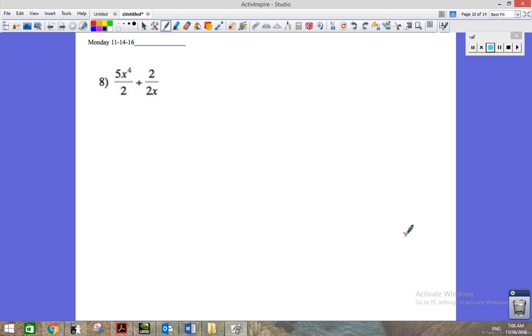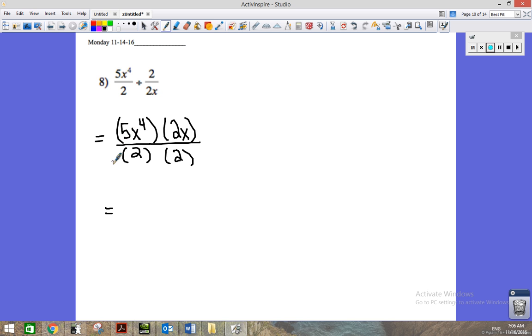Alright, so again I have a division problem. So I don't want to jump in and start canceling things yet. I want to rewrite this problem as multiplication. So this 5x to the fourth, it gets multiplied by that denominator, 2x. And this 2, it moves to the denominator here.